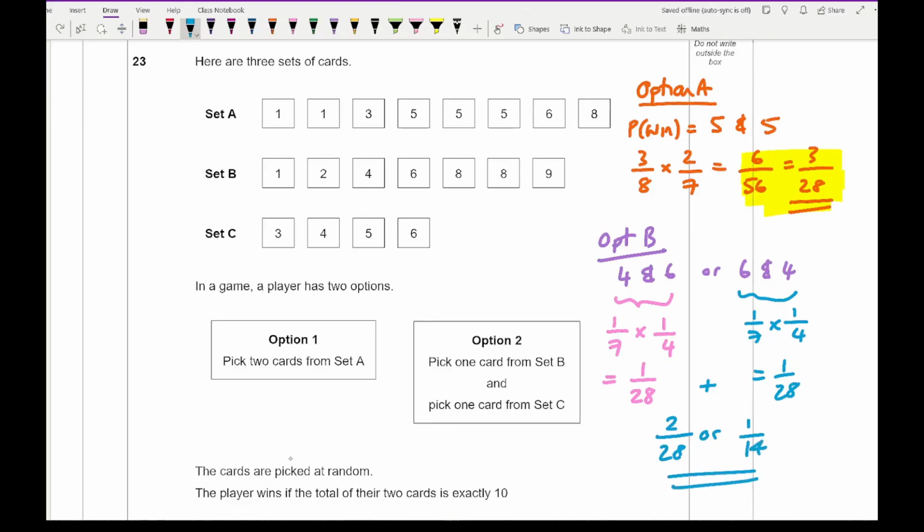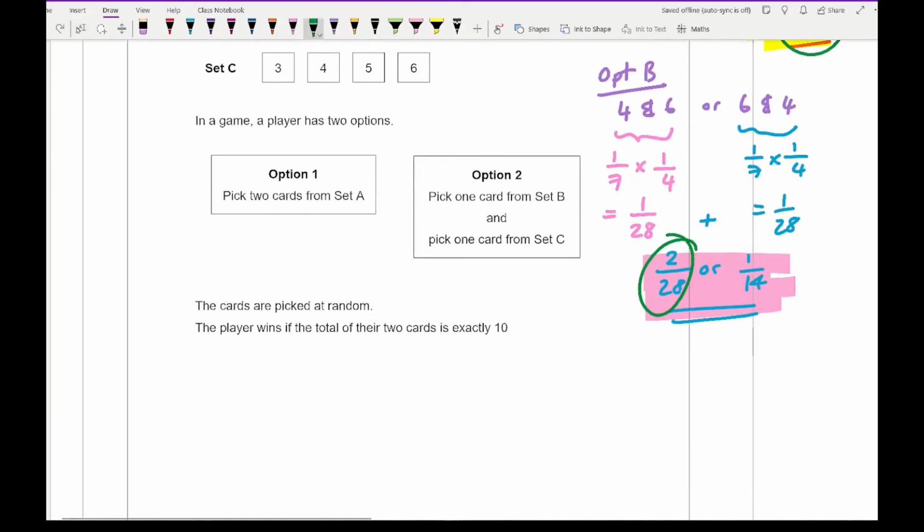So all I'm then doing is comparing the two probabilities together. As you can see, using the ones with a common denominator, I'm using 3 over 28 for option A and 2 over 28 for option B. Which one is better? Option A, as 3 over 28 is greater than 2 over 28, and that's what I'd write as my final conclusion.